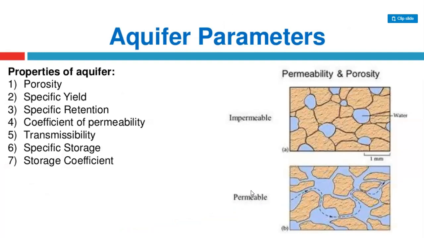Here, permeability and porosity. Here, guys, in the impermeable block A, the water is blocked, but in B, we observe water moves easily from one space to another space. That is called the permeable. If water is locked in the internal grains, there is no chance for it to move outwards. That is called the impermeable.